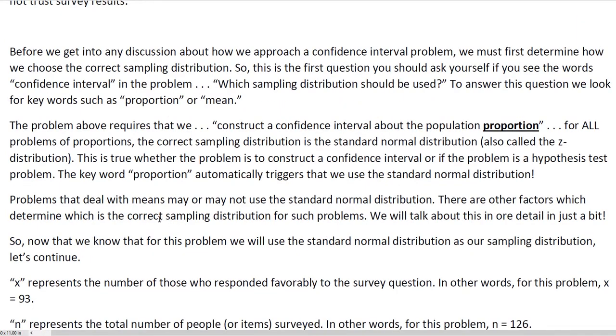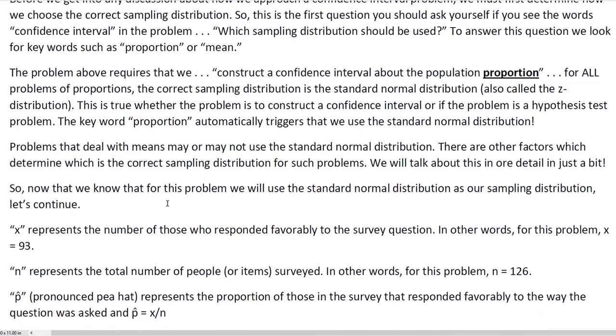Problems that deal with means may or may not use the standard normal distribution. When we get to one of those, we'll discuss in detail whether we get to use the standard normal distribution or whether we have to use the other distribution that we'll be using called the t-distribution. Now that we know for the problem at hand that we're using the standard normal distribution, let's talk about the parameters that we need to look for.